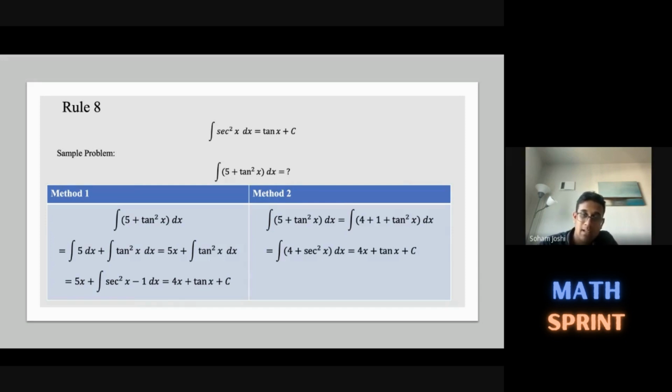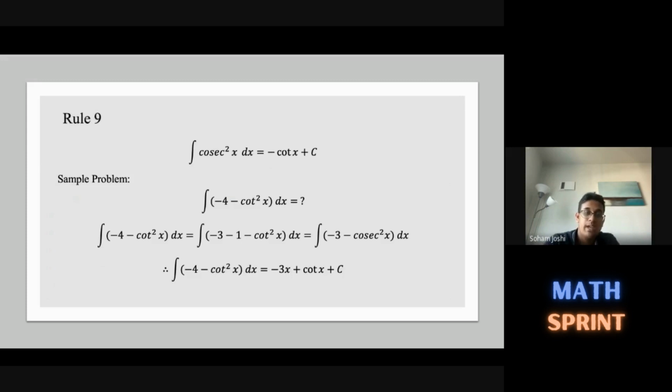A second method: you split 5 into 4 + 1. 1 + tan square x is equal to sec square x, as you know. That's a 4. You now know how to integrate sec square x, so you end up with the same answer of 4x + tan x + c. Notice how for both of these methods, you need knowledge of the identity 1 + tan square x equals sec square x. So you can really see a mix here between different branches of math and calculus.